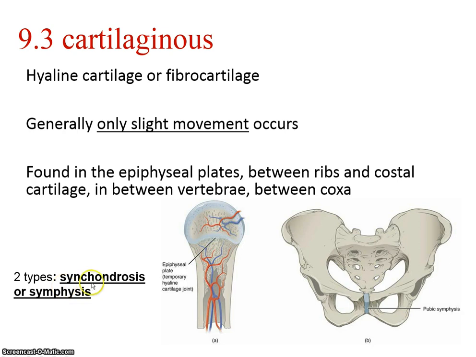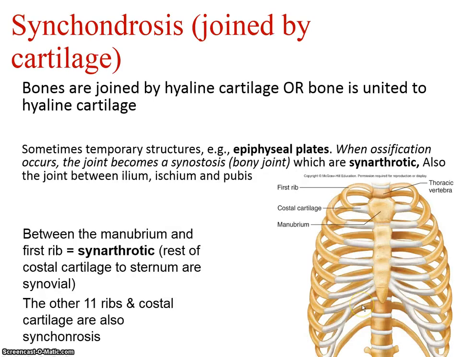Okay, so synchondrosis or symphysis are the names, just like gomphoses, suture and syndesmoses were the names of the fibrous joints. So synchondrosis, in here you see chondro, which is cartilage, and this is a synchondrotic joint. These pads are symphysis joints, and those are specific types of cartilaginous joints. All right, so here I talk a little bit more about the synchondrosis, again joined by cartilage, so syn is together. They're a hyaline cartilage, or the bone is united to hyaline cartilage.